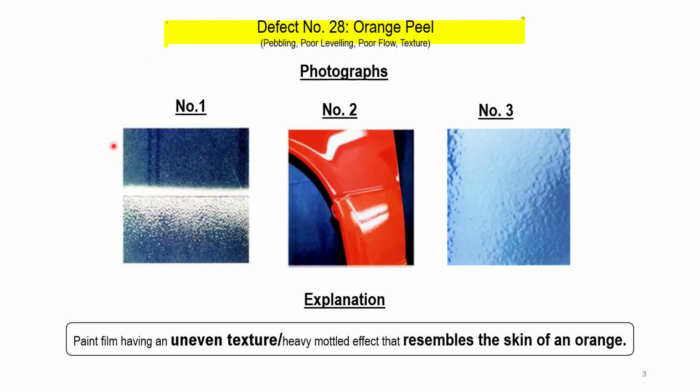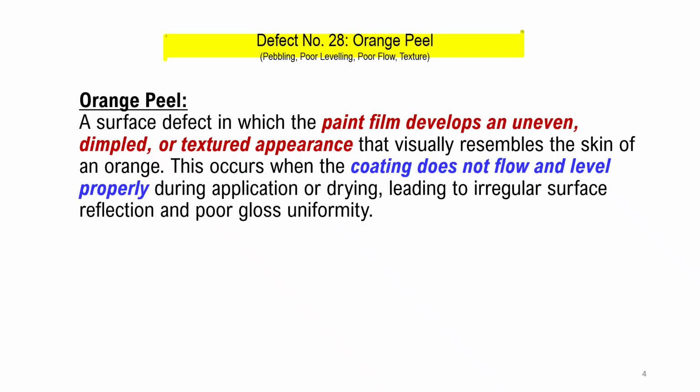Here are three photographs, number one, number two, number three, related to the defect orange peel. Paint film having uneven textures of heavy mottled effect that resembles the skin of an orange. Orange peel can be defined as a defect in which the paint film develops an uneven, dimpled, or textured appearance that visually resembles the skin of an orange.